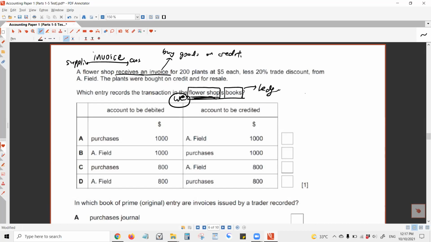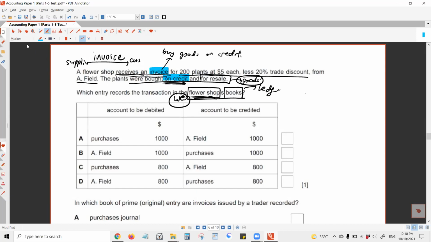Then that's another story. Flower shop received an invoice for 200 plants, $5 each, less 20% trade discount from A Field. The plants were bought on credit and for resale. This is telling us that for resale, you are dealing with goods. You are buying goods here. Okay, for resale, bought on credit. Actually, they don't have to tell us it's bought on credit because it has indicated that it's an invoice. Invoice means it is on credit.